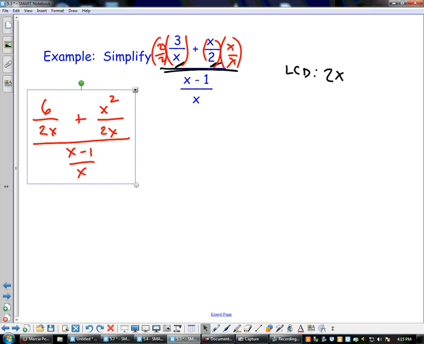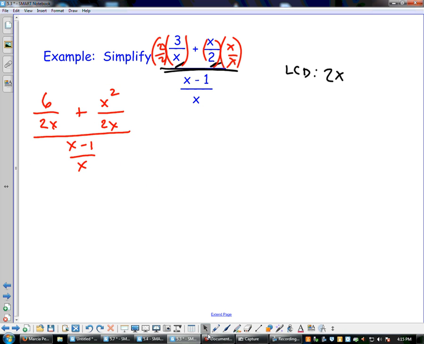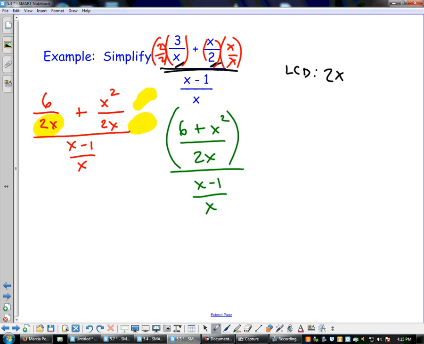All right, so moving this over here. Okay, and so now we can combine those numerators here, since the denominators are the same here. And so when I combine those, I'm going to get 6 plus x squared over 2x divided by x minus 1 over x. So we now have one fraction divided by one fraction.